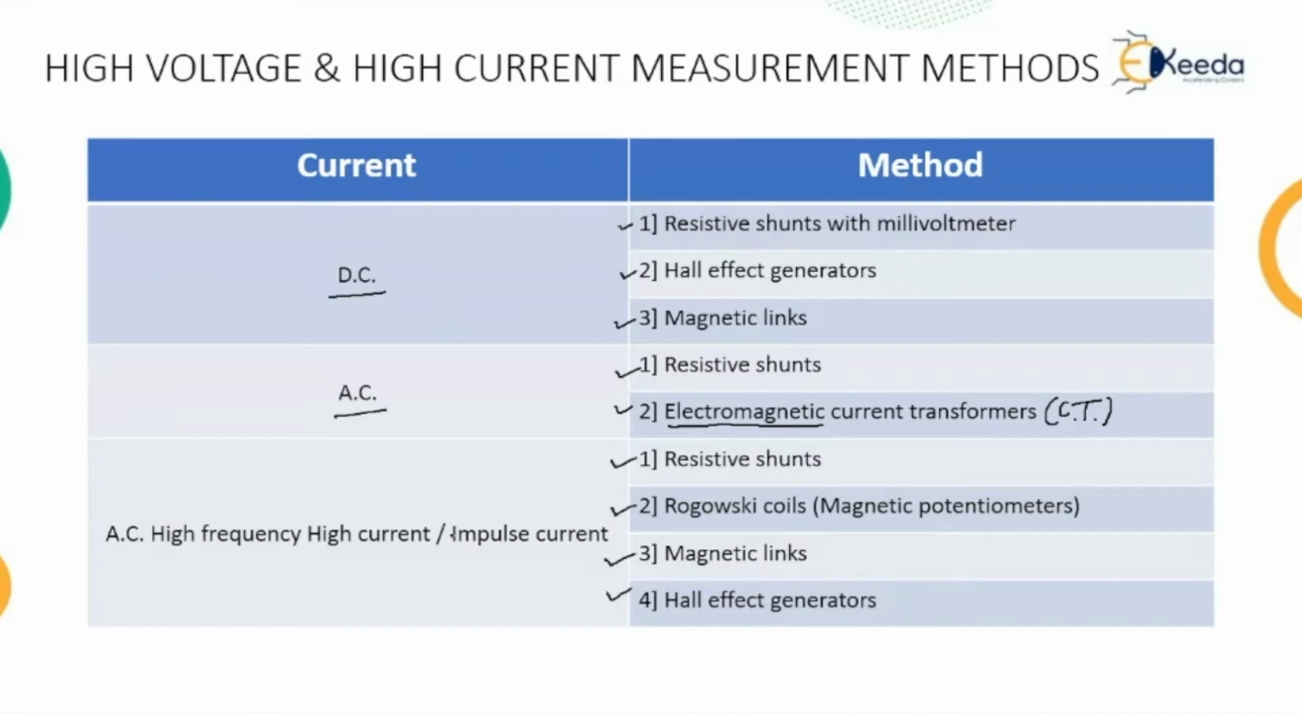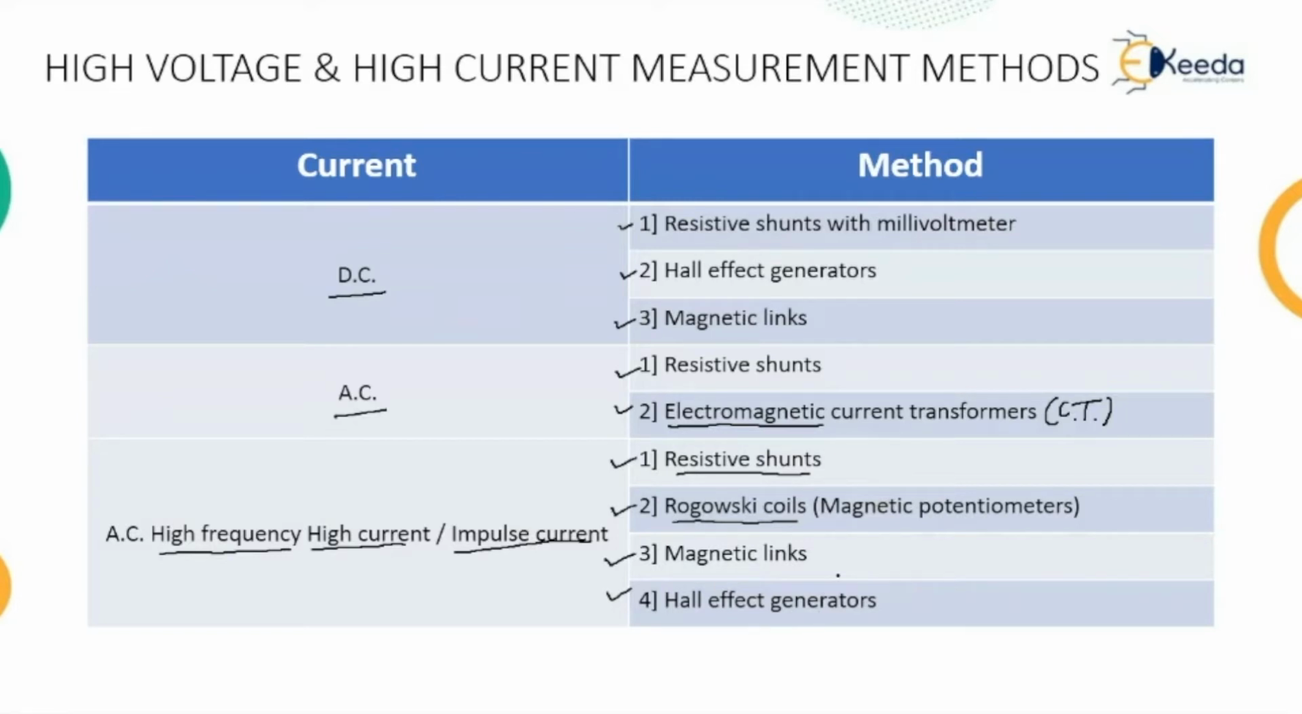Third is the impulse current, which is also referred to as high frequency high current. There are four methods to measure it: resistive shunt, Rogowski coil, which is also referred to as magnetic potentiometer, magnetic link, and Hall effect generator.